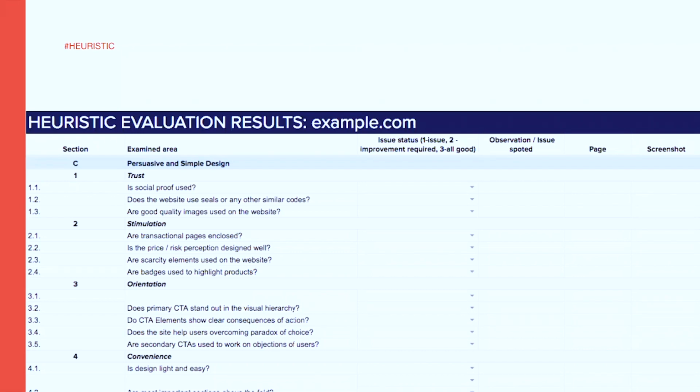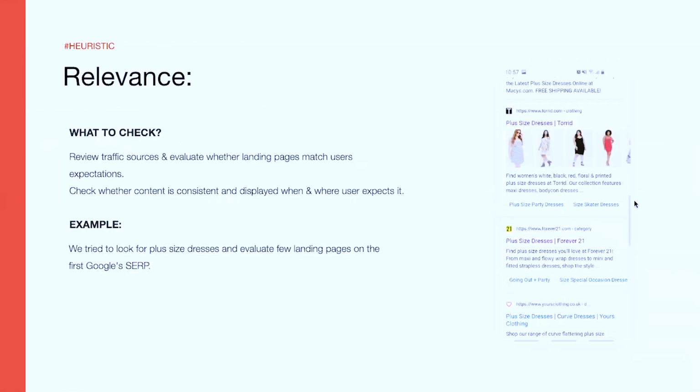Then each check receives a score from 1 to 3, where 1 is an issue and 3 means everything's good. This helps us identify which group needs to be improved more. It also helps us later prioritize which changes we should implement first and which fixes we should apply first. So now let's go a bit in depth into each group and what each group checks.